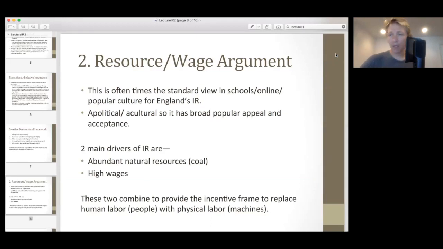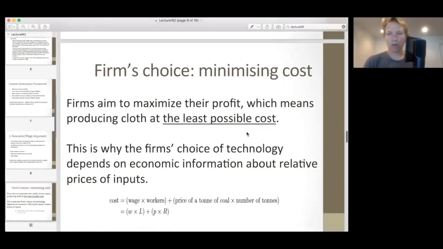Basically, the argument is England had high wages at the time, so it cost a lot to hire workers. And they had this thing called coal. So, hey, what if we just replace workers with coal? We're just going to come up with some machines that use coal instead of the workers. Coal's cheap. It's literally laying on the ground all over the place at this time period. And boom, we're just going to do that. And so that's what happened. That's how we got the industrial revolution.